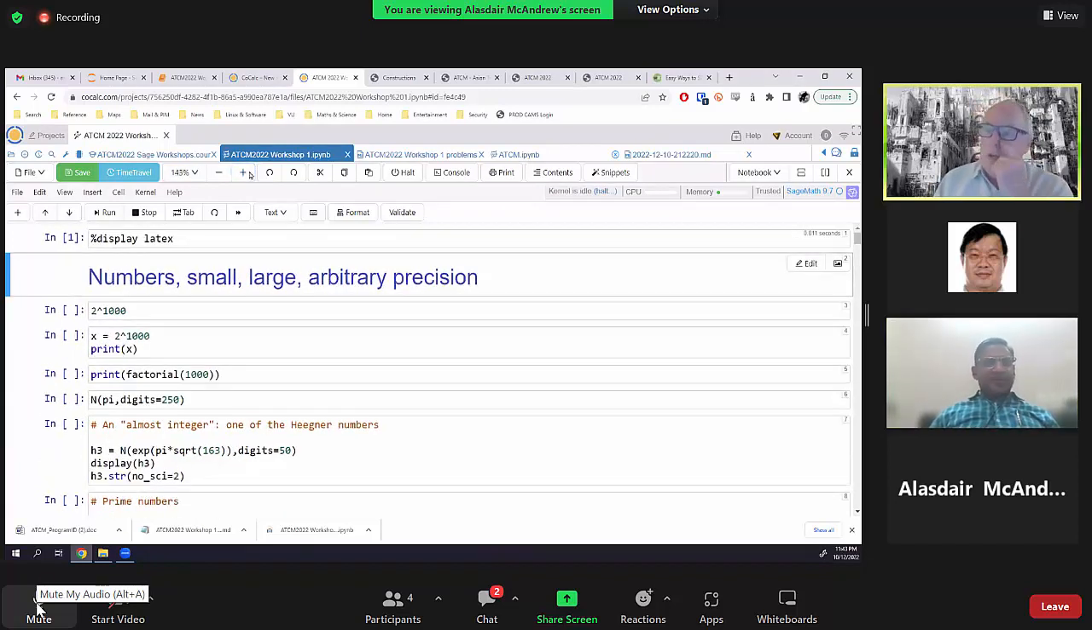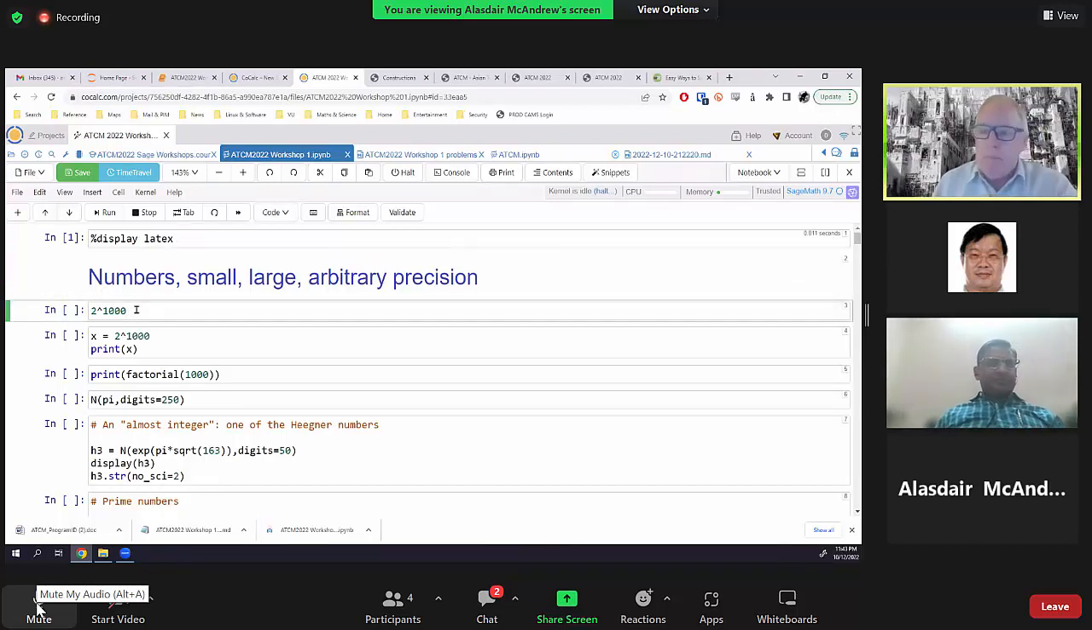Okay. So the first one is just a convenience. That's what's called a magic command, with a percentage sign at the start. It simply means that the output will be given as LaTeX typeset rather than just strings of characters. So we start off by noticing that the first thing Sage can do is numbers of arbitrary precision. There's no limit on the size of numbers that Sage can handle. The only limit is your computer memory.